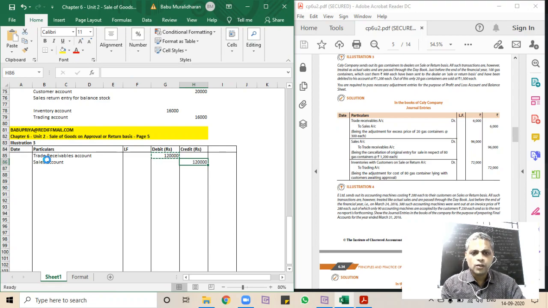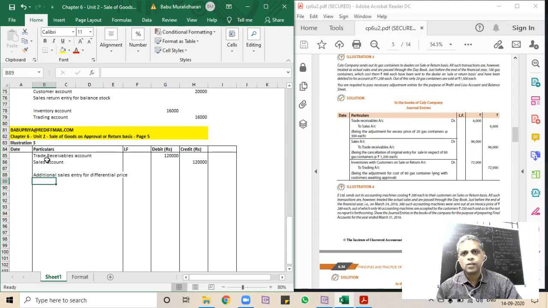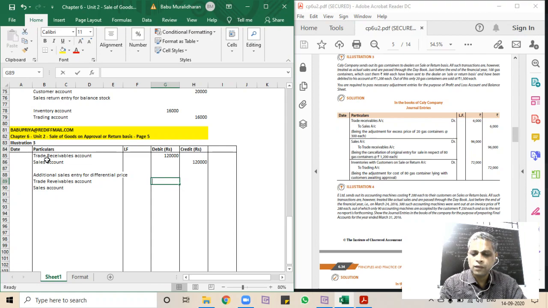Right? Now what we have to process is an additional sales entry for the differential price. Because it is supposed to get sold at 1200, the dealer has sold it at 1500. So trade receivables account debit to sales account credit. We have to process this additional sales entry because 20 gas containers alone have been sold for 300 rupees extra. We have to process this additional entry, right?